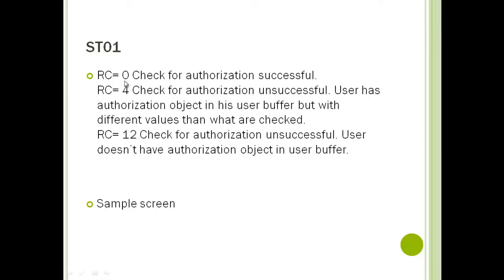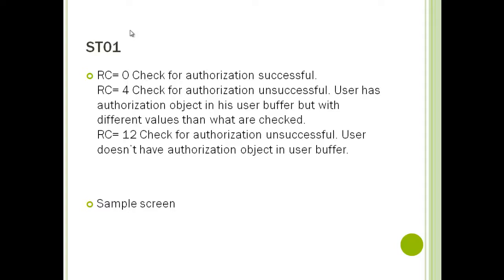So 0 means authorization is fine, 4 means the authorization object is available but with a different value, same as what we had in our SU53. RC12 means this authorization object is not there at all. In the older versions, 4.7 and below, you will find RZ0 and RZ1. Return code 0 means pass and 1 means fail. In ECC you will have 0, 4 and 12.